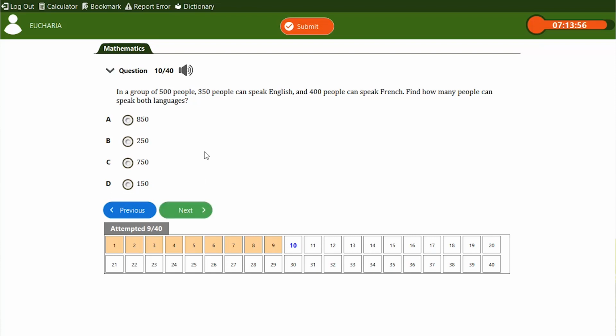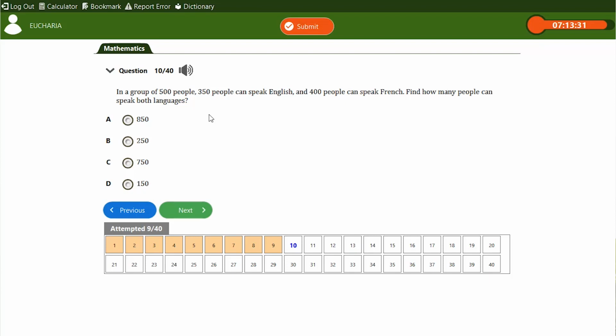I go to the next one. In a group of 500 people, 350 people can speak English. This is set also. And this is 2 overlapping sets. That's what we call 2 overlapping sets. We can also have 3 overlapping sets.